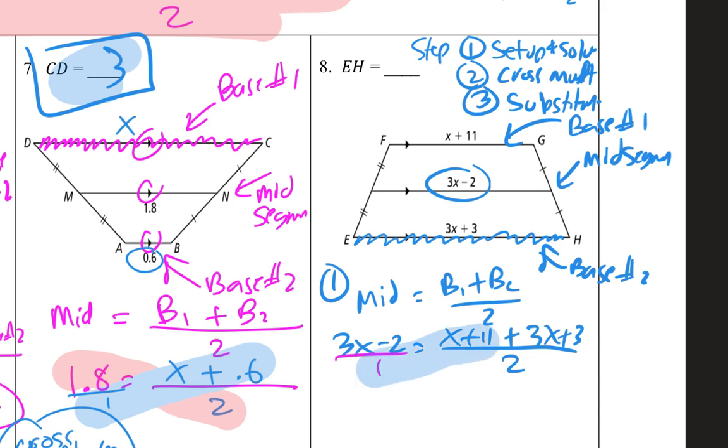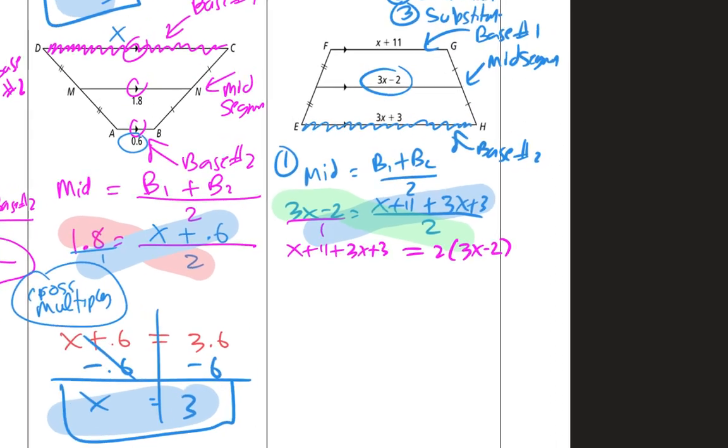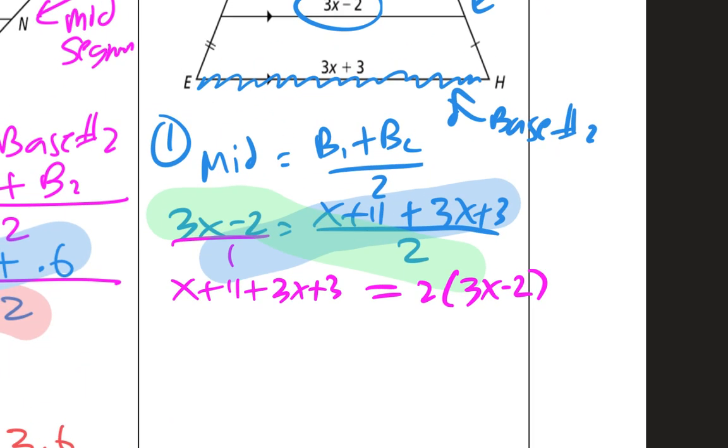I like working with the x ones first. So 1 times that is still the same thing, so we'd still say x plus 11 plus 3x plus 3 equals the other one. That's going to be equal to this times that, so we can just write that down. That's going to be 2 times quantity 3x minus 2. Now we're going to just do our math, working from left to right. The first thing we do on the left side is combine our like terms. I see this x over here, I know that's a 1x, and I see the 3x. So 1x and 3x gives me 4x.